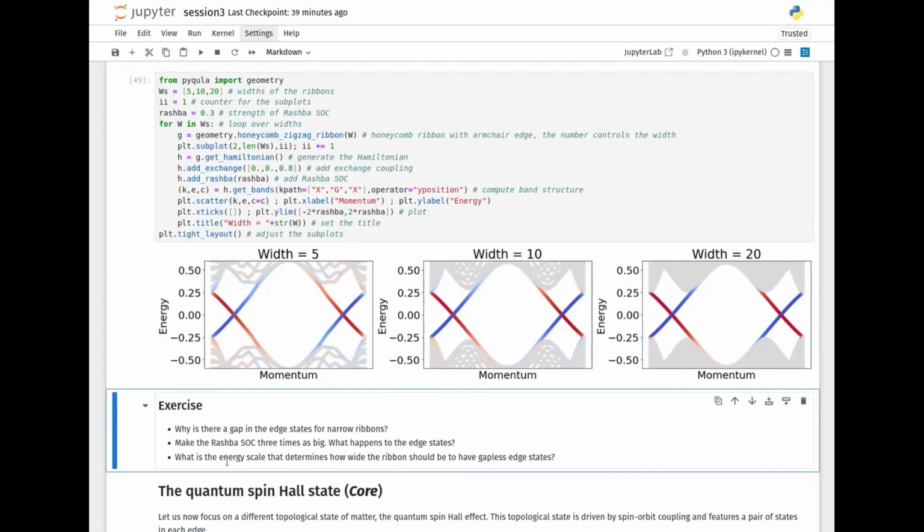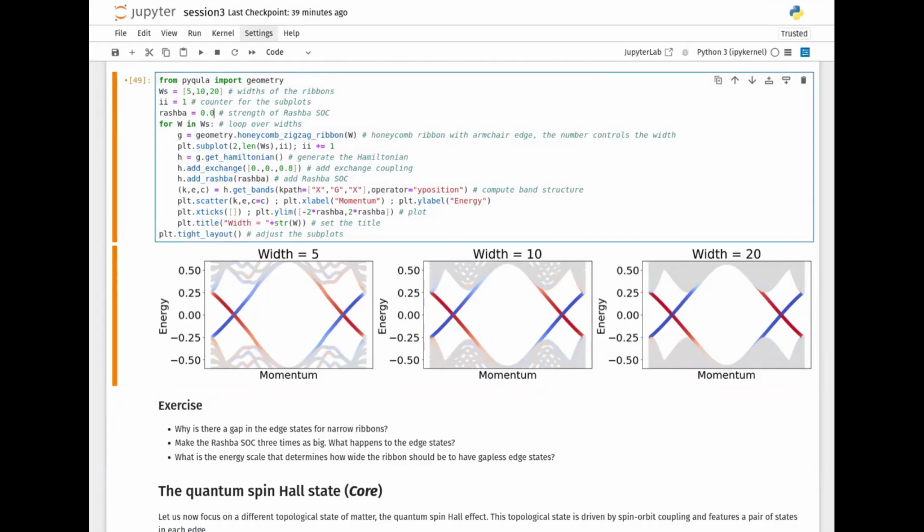Okay, now let us go through the third question. So what is the energy scale that determines how wide the ribbon should be to have a gapless edge state? So this is exactly what we mentioned before. You need to have a ribbon that is wide enough so that the localization length of the edge states is substantially smaller than the width of the ribbon. And that is controlled by the size of the Rashba spin orbit coupling in this case.